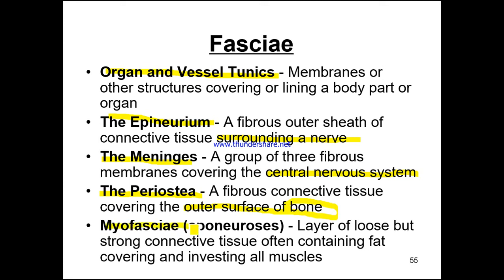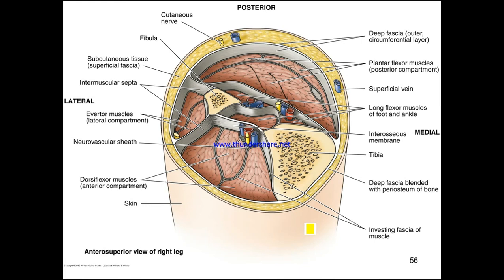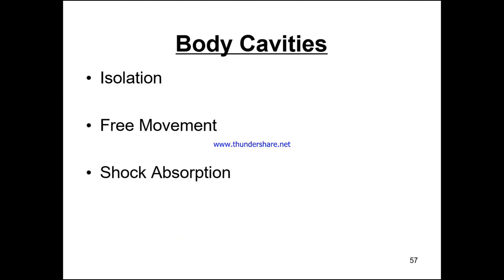Myofascia, aponeuroses, a layer of loose but strong connective tissue, often containing fat, investing the muscles. Here we can see an example of how fascia is divided. Here we have the muscular compartments, the fibula and the tibia, posterior and anterior compartments, all divided up by these intramuscular septa. So these fascia are really important for dividing up these parts.